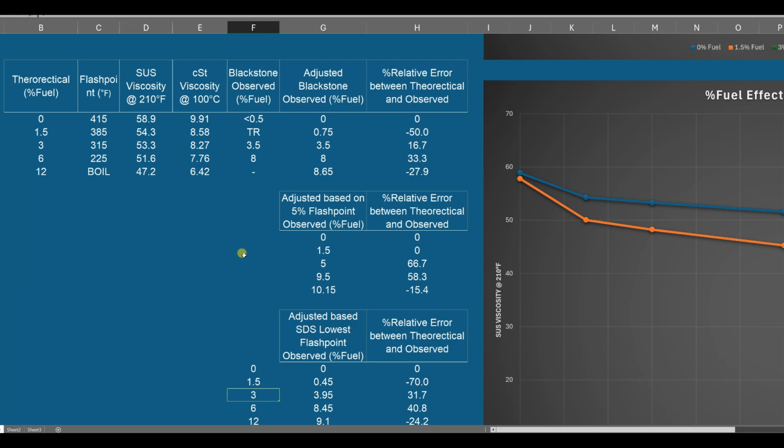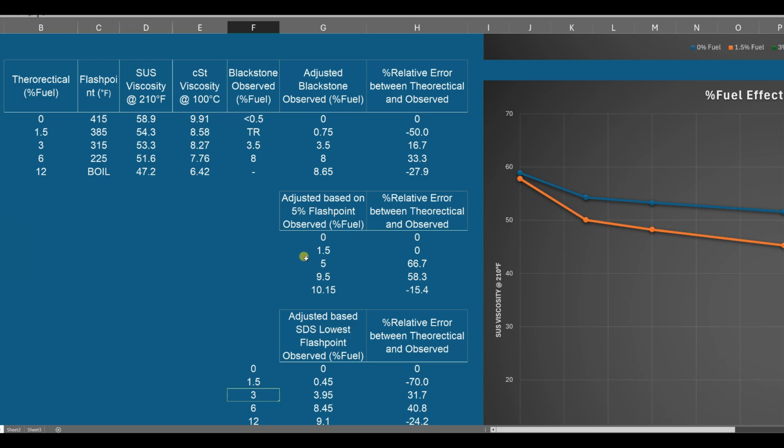Sorry, hold up. 20-degree drops per 1% fuel dilution. That's a mouthful to say. But I would say that because the numbers here have a slight inconsistency. No matter if you change that factor to something else, you're going to make some other values more off than others.